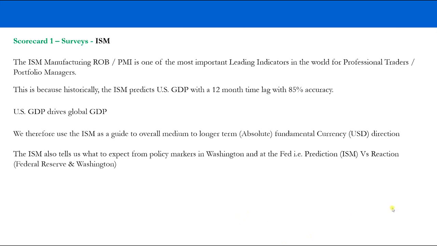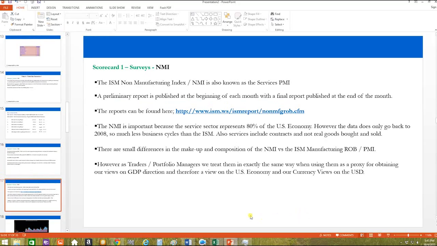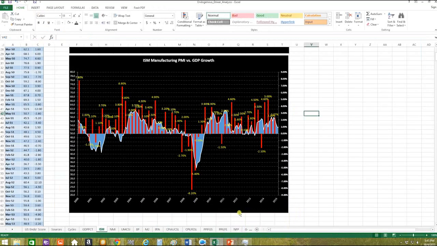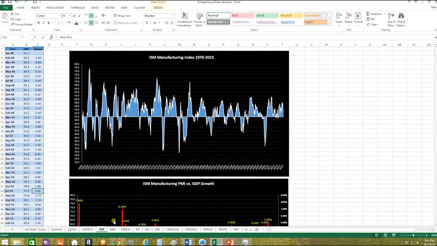Okay, so that just about covers the ISM Manufacturing Report on Business or Purchasing Managers Index. In terms of our drivers, let's have a look at our next driver. So now we're going to look at the ISM Non-Manufacturing Index, or the NMI, which is also known as the Services PMI. So we're not looking at the manufacturing sector now in the US, we're now looking at the services sector. And all you have to do is go into the endogenous analysis sheet here, and you can see we have our ISM analysis there, and we'll just delete that.